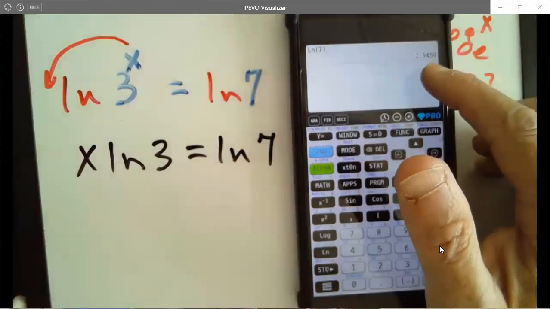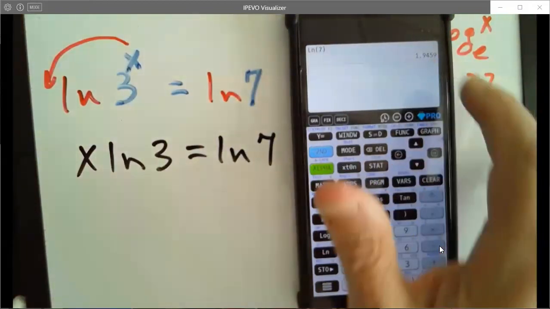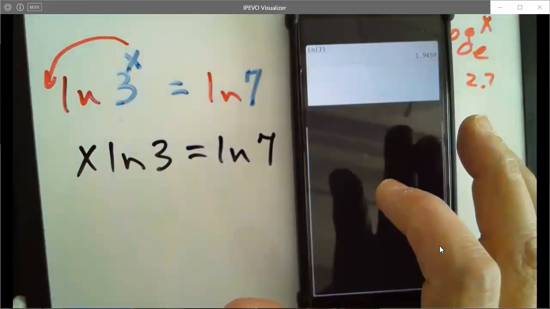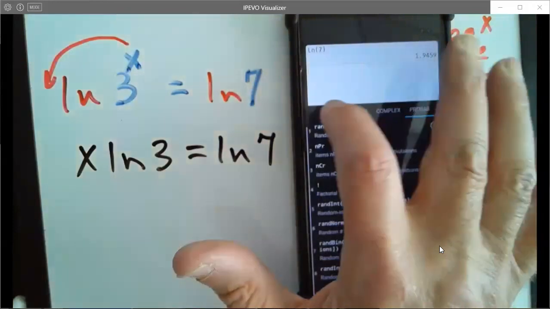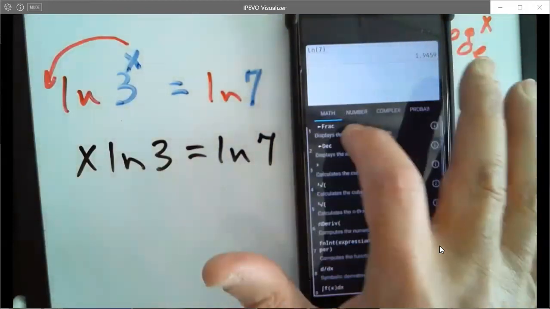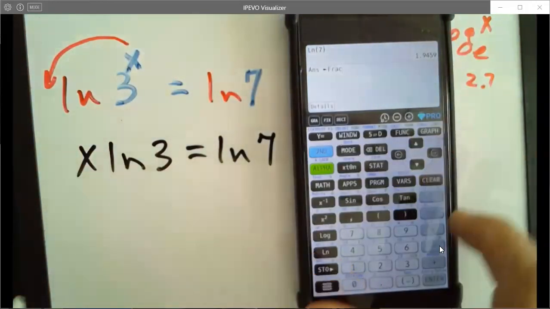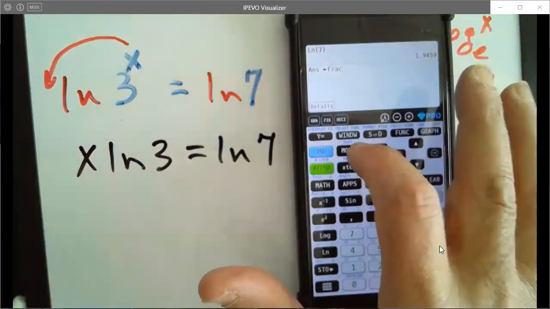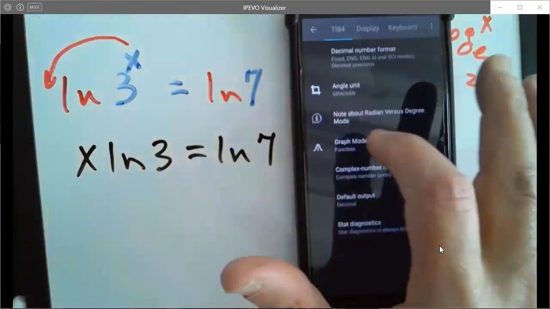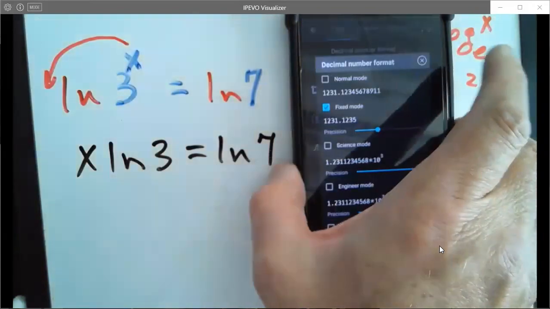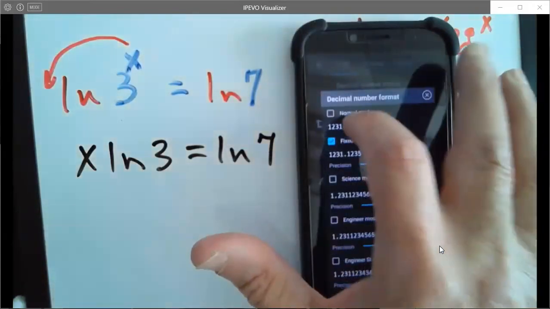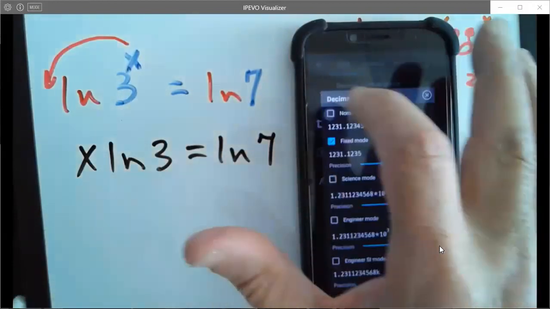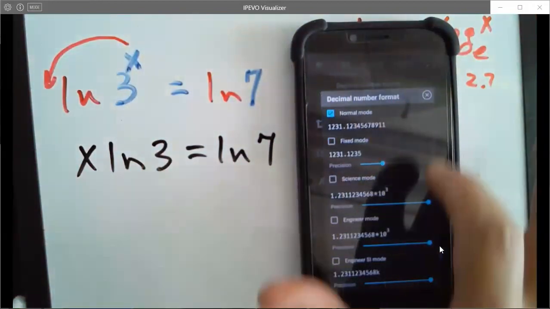and we get 1. Now this is rounded off to 4 decimal places because I've got it rounded off. No, hold on a minute. You go to mode, decimal. I've got it rounded off, so I'm just going to go back to the other way.